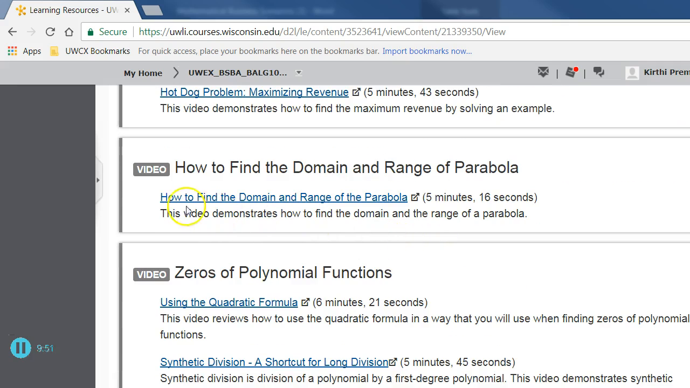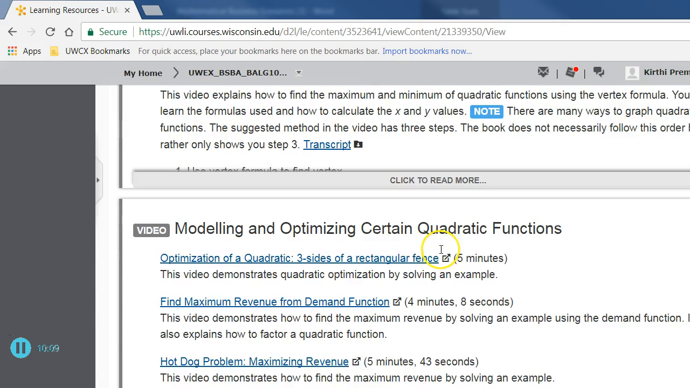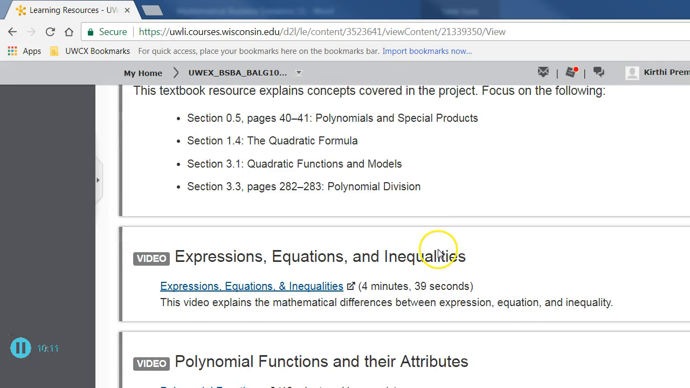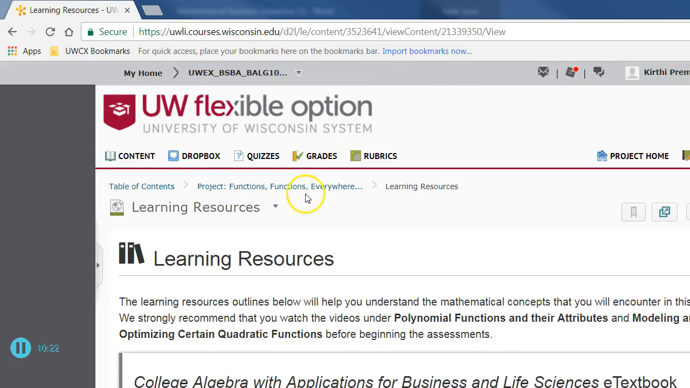And the final assignment, which is on polynomial division, for that one you will need a bunch of videos, zeros of polynomial functions. Please watch these videos carefully because you will need all of them for that final assignment. And you can see that there are videos for other assignments too. So once again, submit assignment 1, get the equations right, and then move on to the other assignments. And the resources are here.